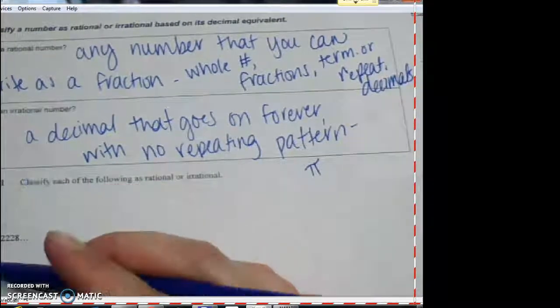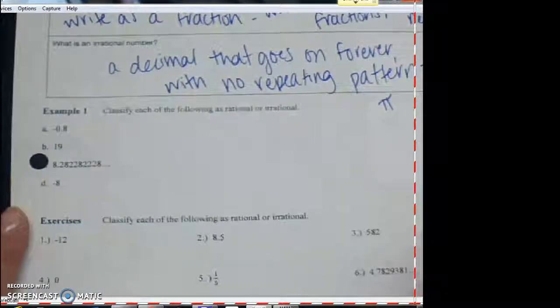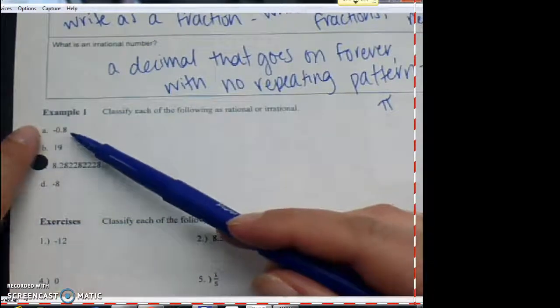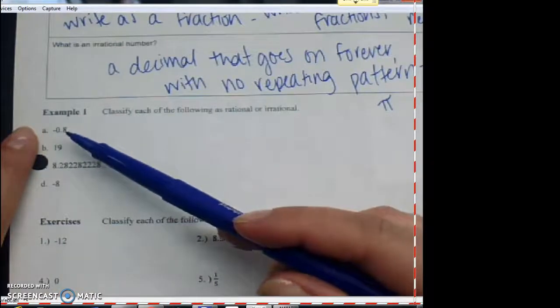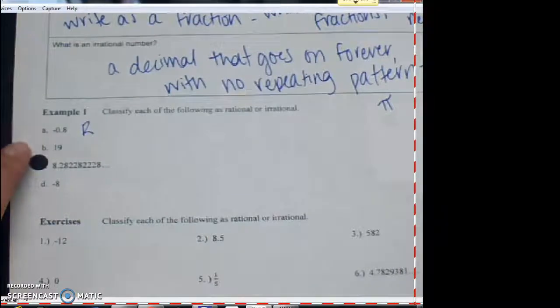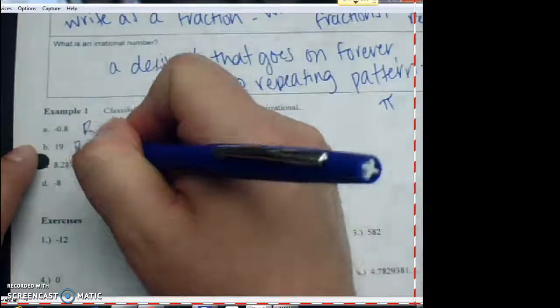So when we come down here and I look at A, B, C, and D, classify each as rational or irrational. It's kind of like pick the one that's not like the other. What would A be, rational or irrational? What do you think? Rational? And you can just put an R if you want to. How about 19? It's rational. It's a whole number.